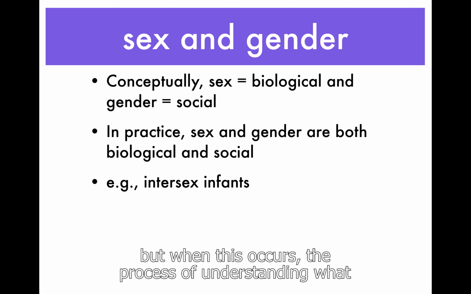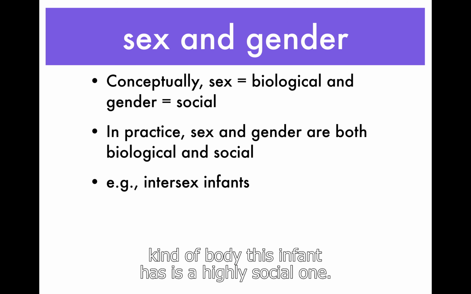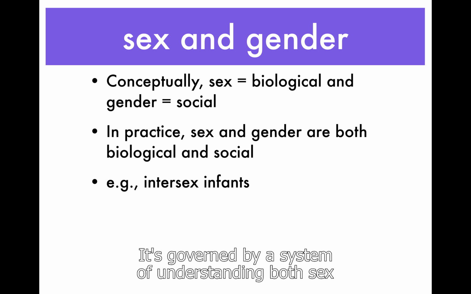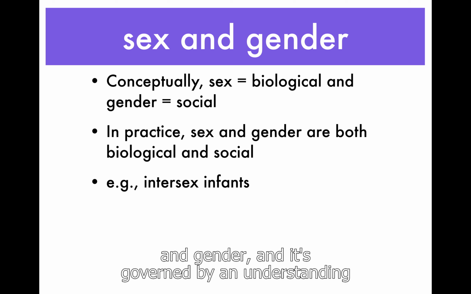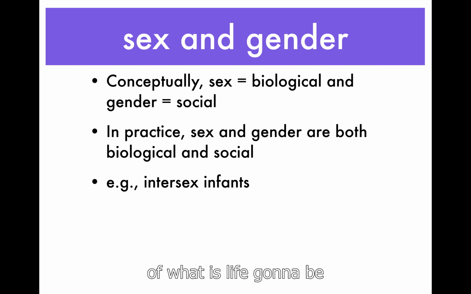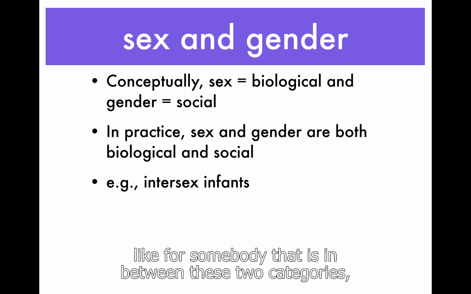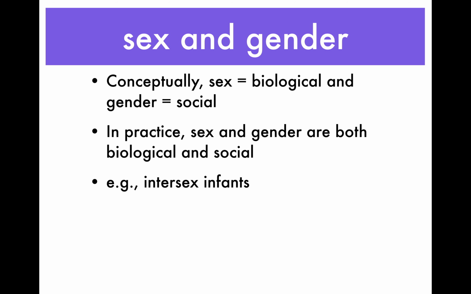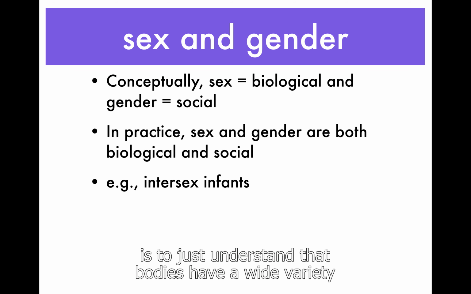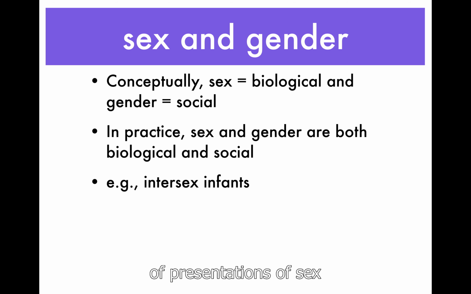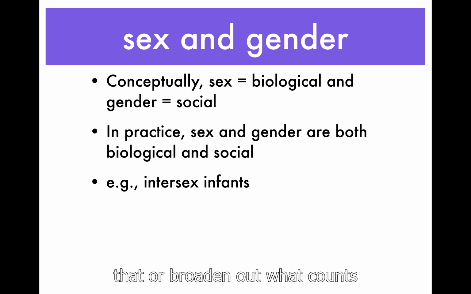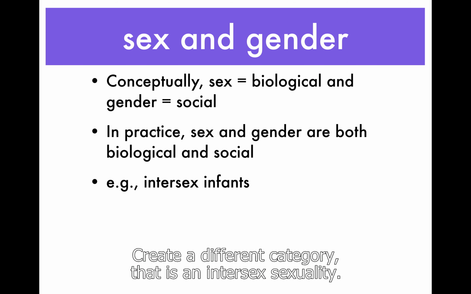But when this occurs, the process of understanding what kind of body this infant has is a highly social one. It's governed by the social norms of the day. It's governed by a system of understanding both sex and gender. And it's governed by an understanding of what life is going to be like for somebody that is in between these two categories. One of the things that intersex activists have been arguing for decades is that the best path is to understand that bodies have a wide variety of presentations of sex, and change our categories of sex to understand that, or broaden out what counts as a male body or a female body, and create a different category that is an intersex sexuality.